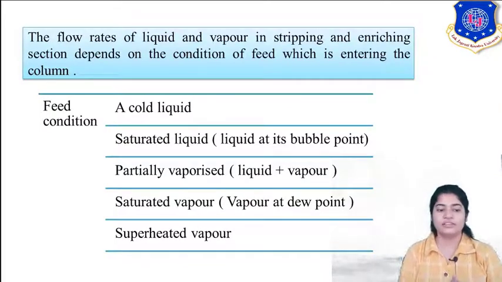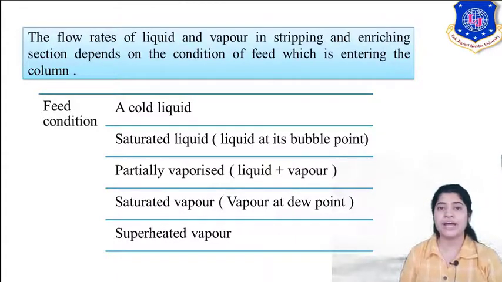So these are the types of feed condition which you have to deal with. Your feed condition might be cold liquid. Cold liquid means the temperature of this feed is below the bubble point. It is not saturated, it is cold. Second is your saturated liquid. It means liquid at its bubble point.